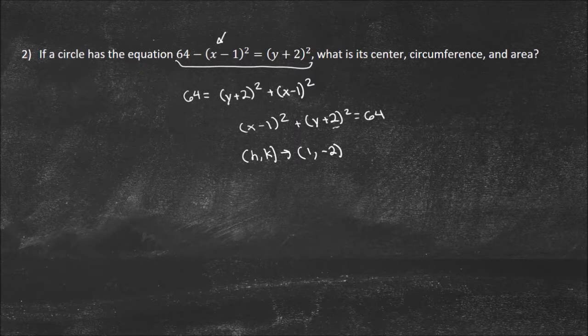So it's (1, -2). One way to think about it is the center is always going to be the opposite of what it is in here. So here we had a -1, and the h is the +1. Here we had +2, the k is the -2. So that's the center. Answered that one: (1, -2).